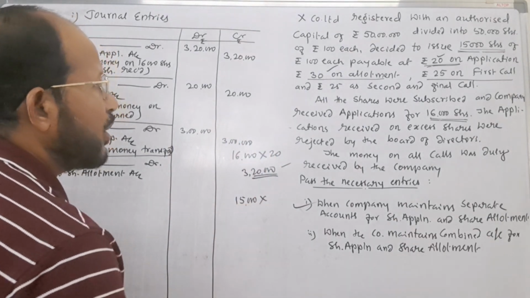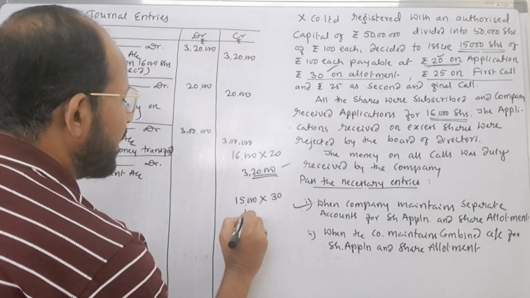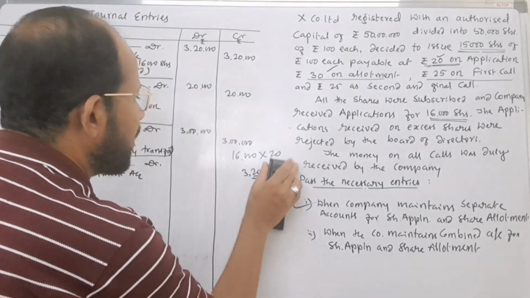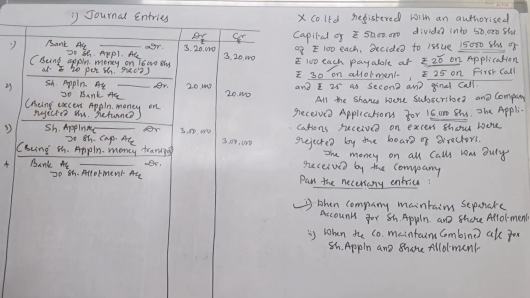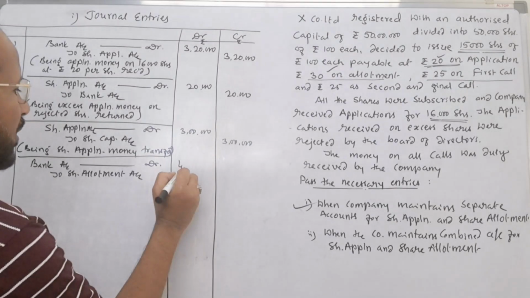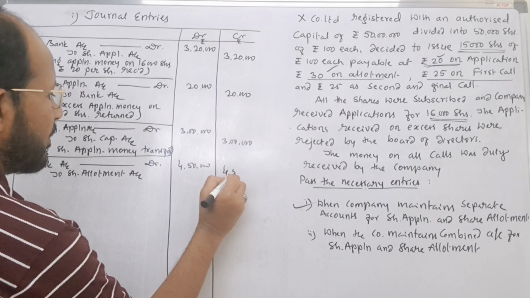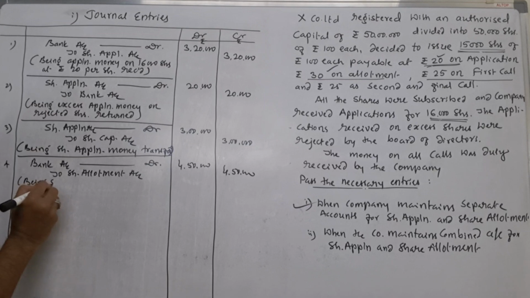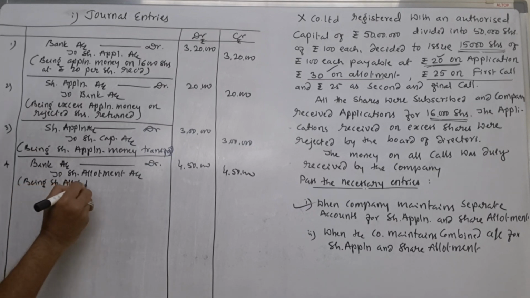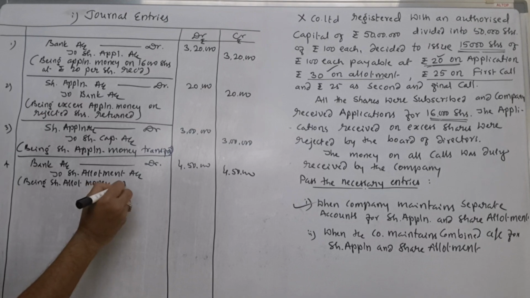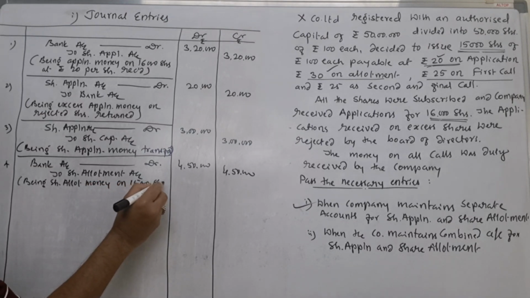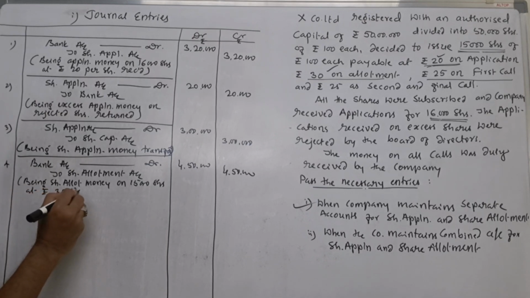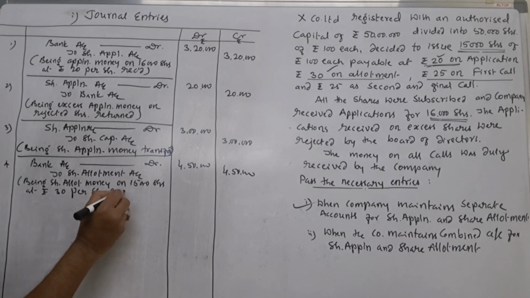15,000 shares into rupees 30, to calculate, it comes to rupees 4,50,000. This rupees 4,50,000 is to be taken as allotment money. Rupees 4,50,000 and rupees 4,50,000. Write the narration: being share allotment money on 15,000 shares at rupees 30 per share received.